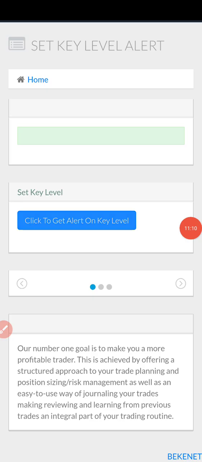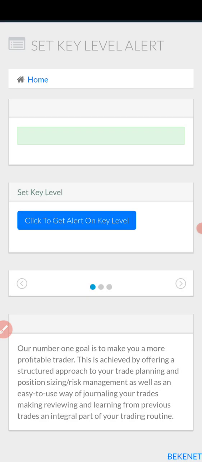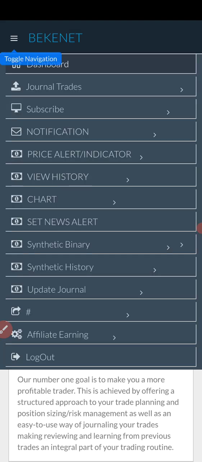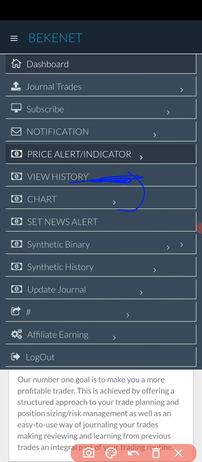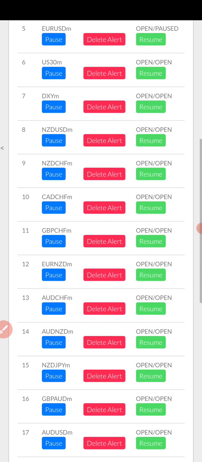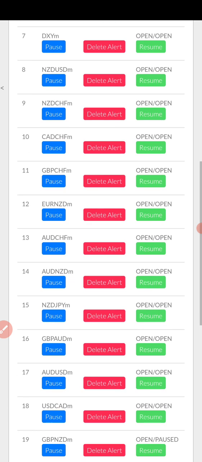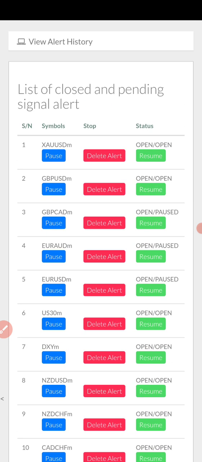All right, that's that on how to generate your key level alert, so that you'll be able to receive notification when price gets to those levels. So you have the view history. Anything you set on your key level, you'll be able to view it on this angle. You just click view. I can view my monthly key level. I'll be able to see everything that the system is watching out for. So I have like 28 pairs which the system is watching this key level for me.